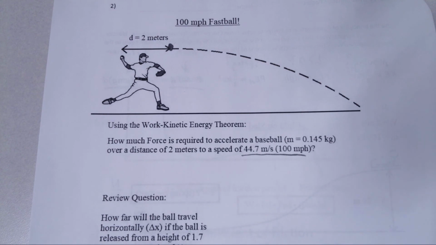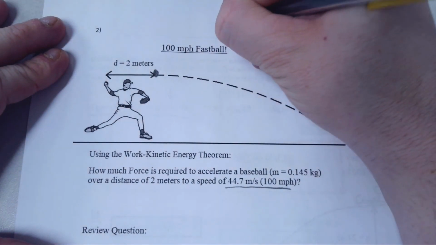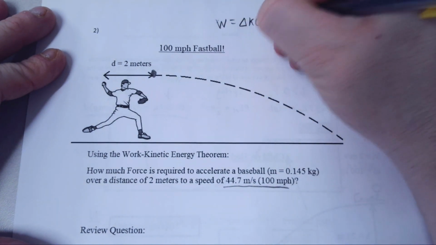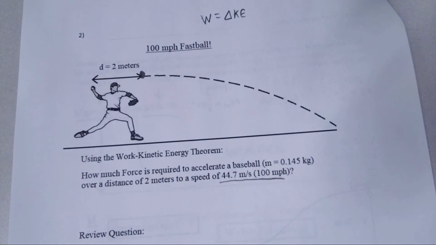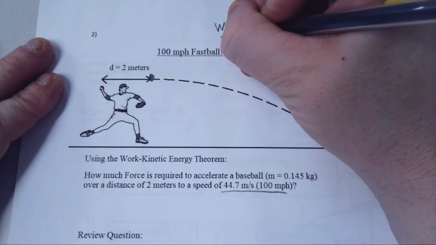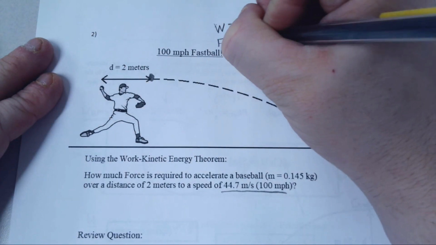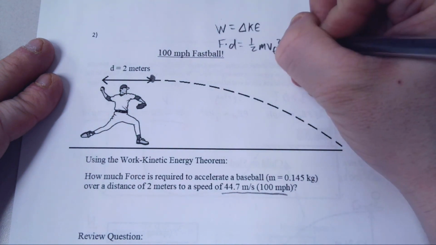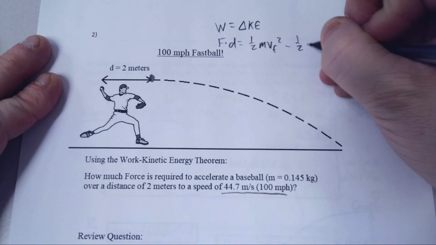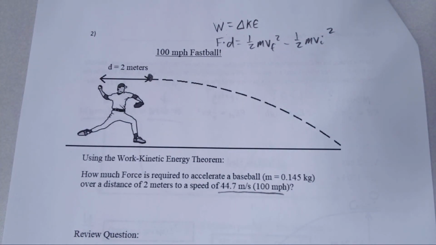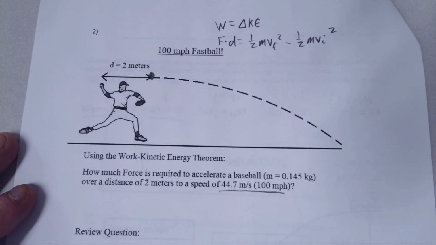So this is, I guess you technically could call this an energy transformation one, but what we have here is work equals change in kinetic energy, and we're using that equation that we have up on the board that we wrote on the other page. So force times distance equals 1/2 m vf squared minus 1/2 m vi squared. It's always final minus initial. That's how you get the difference between that.